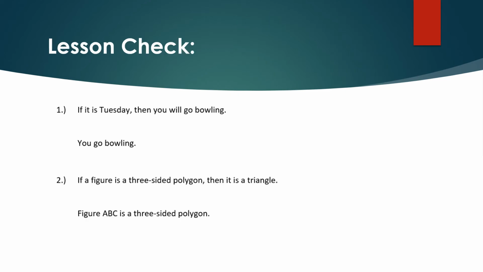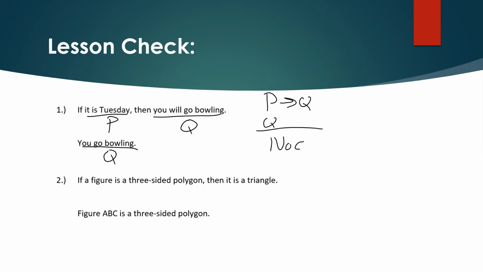So lesson check. We're just using law of detachment and law of syllogism here. Number one, it says if it is Tuesday, so Tuesday is P, you will go bowling, Q. Then it says you go bowling. And they want to know what conclusion you can make. So P implies Q. Q is true. Therefore, no conclusion. The law of detachment does not work here.